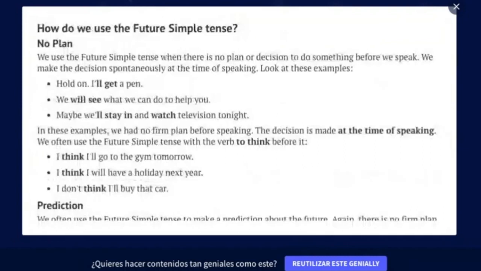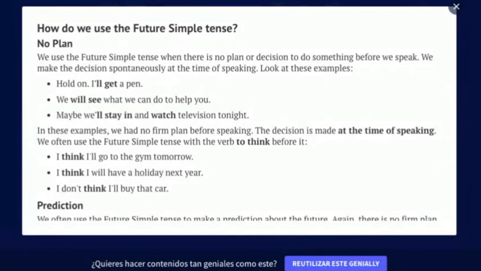But what is important here, guys, is the following. Vamos a utilizar el futuro con will cuando tomemos una decisión sin tener un plan sobre esta decisión, es decir, una decisión tomada al momento de estar hablando. Por ejemplo, hold on, I will get a pen. Espérame, voy a traer una pluma. We will see what we can do to help you. Vamos a ver qué hacemos para ayudar. Maybe we will stay in and watch television tonight. Tal vez nos quedemos y veamos la televisión esta noche.